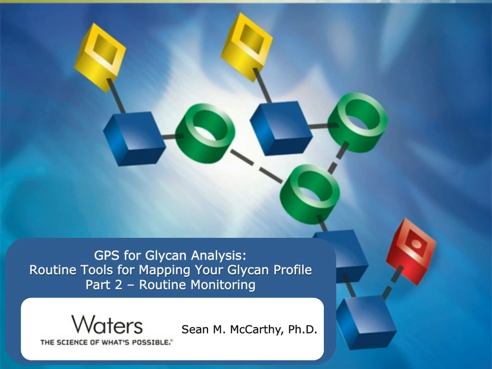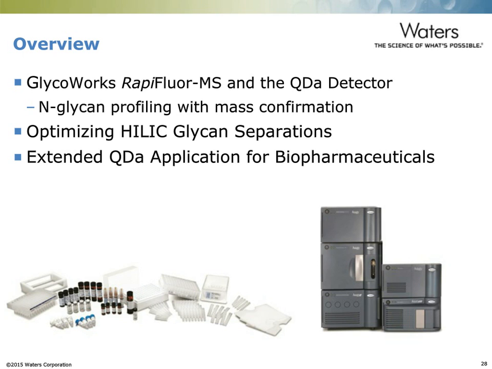Sort of an outline of what I will be discussing. First, I want to discuss the application of the QDa for released N-Glycan analysis and what the addition of mass confirmation can bring to your analyses. I then want to transition and discuss some of the chromatographic factors that can be adjusted to optimize HILIC glycan separations, in particular those separations of RapiFluor-MS labeled species. And finally, conclude with some extended applications that we've seen the QDa be useful for in biotherapeutics.